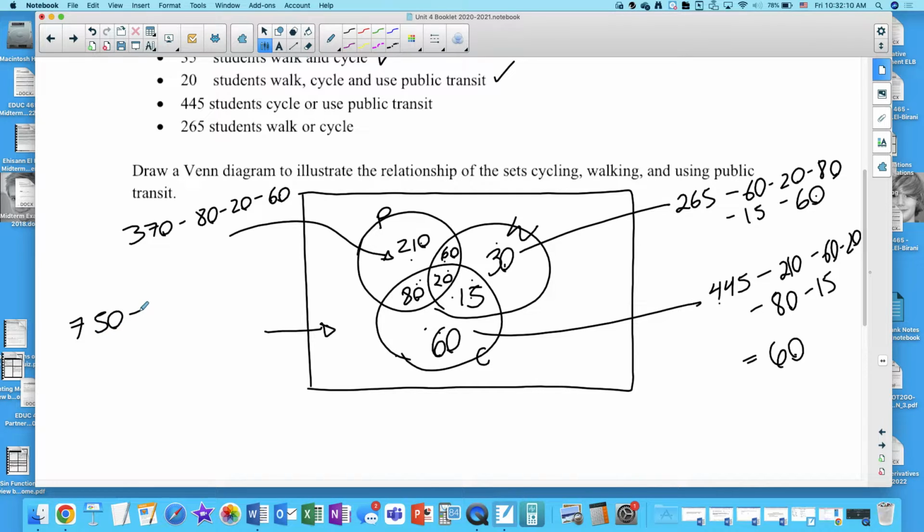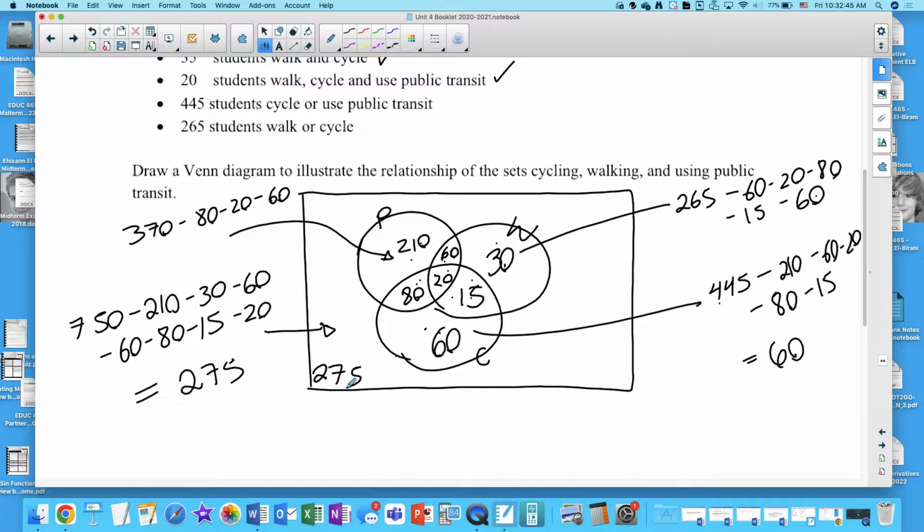Okay, so I'm going to start by doing, I like to do this systematically so I don't forget anything. I'll do the only 1, 2, and all 3. So 210 minus 30 minus 60 minus 60, 80, 15 minus 60 minus 80 minus 15, and then minus 20. And I don't know what that is. How much? 275. So this is 275.